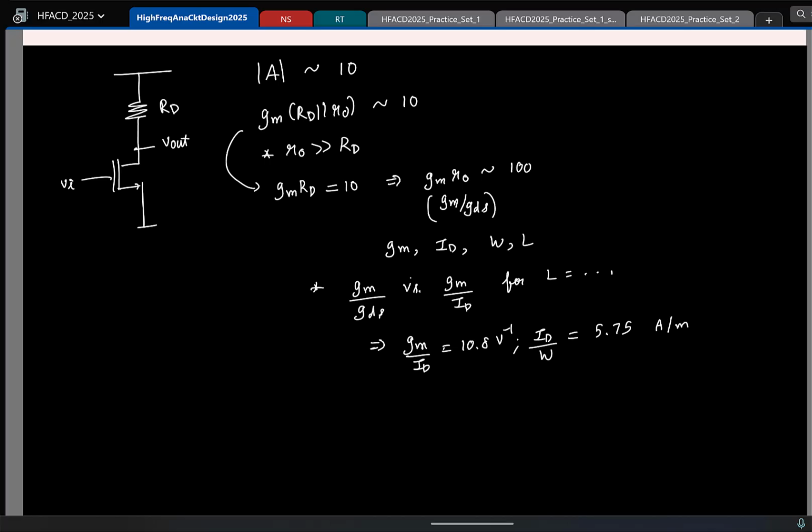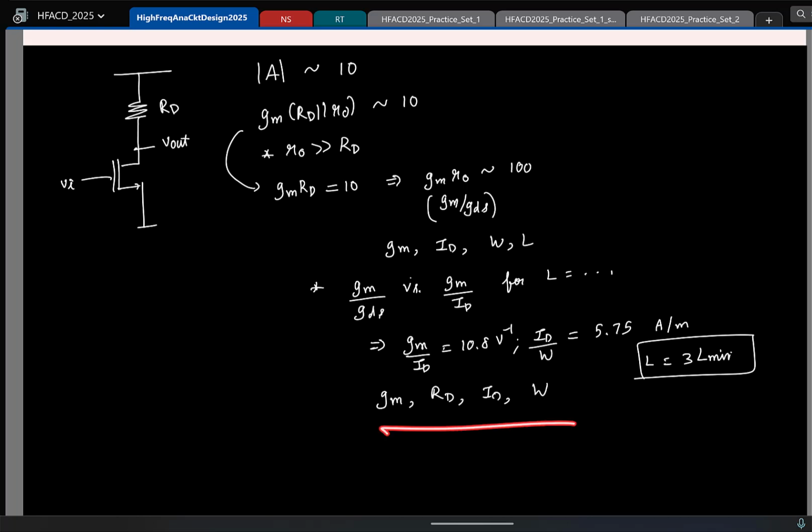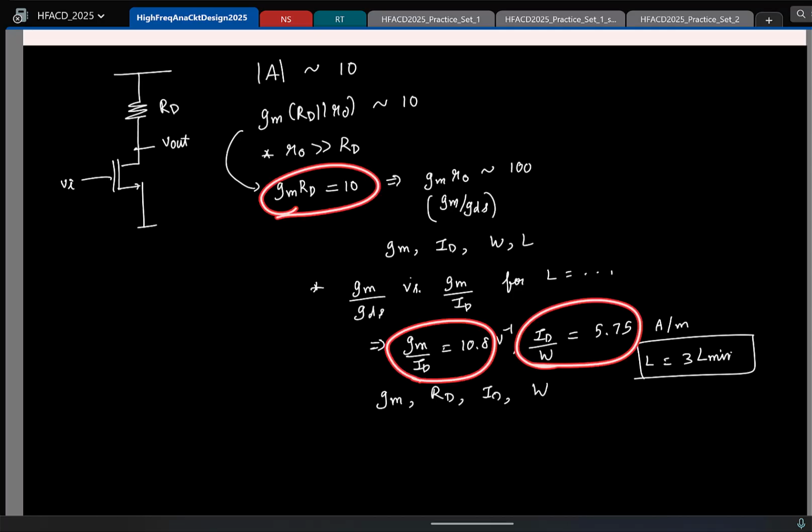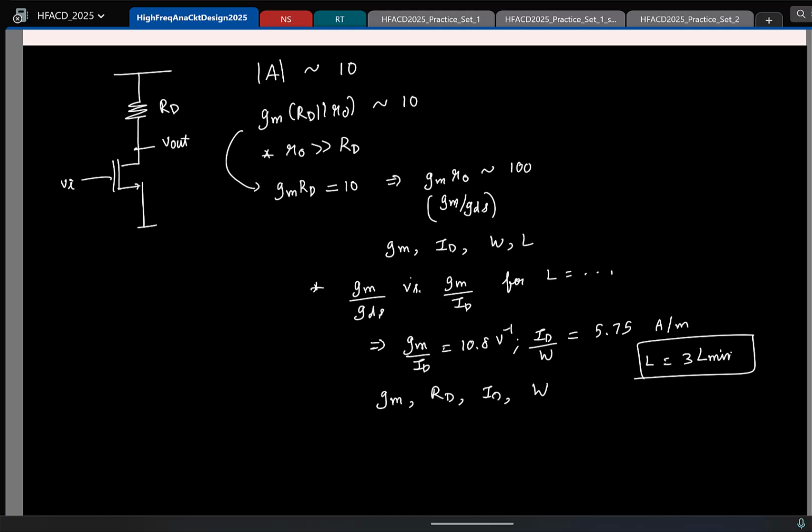Still we have to find out these things. I have to find GM, I have to find RD, I have to find ID, I have to find width. The only thing I have assumed is the length to be 3 times the minimum length. I still have to find 4, and I have only 3 equations. I have 4 unknowns and 3 equations. So how would you go about solving this?